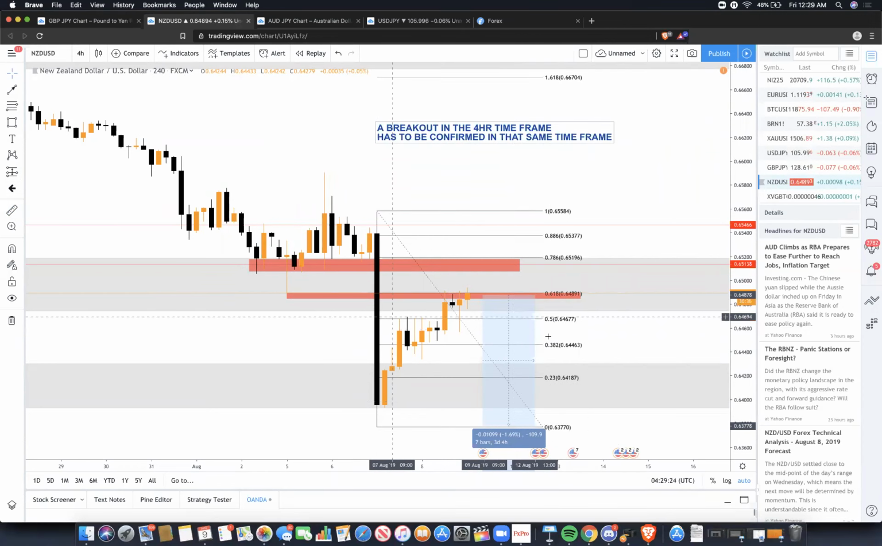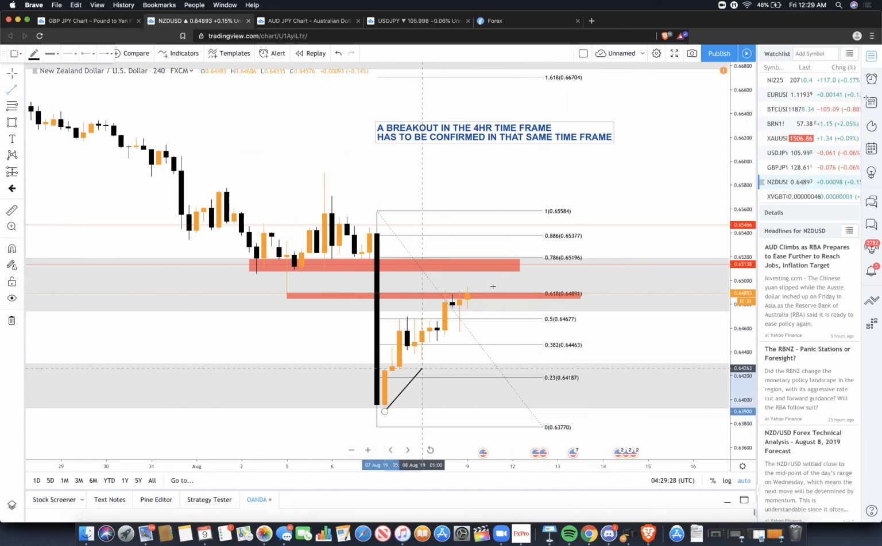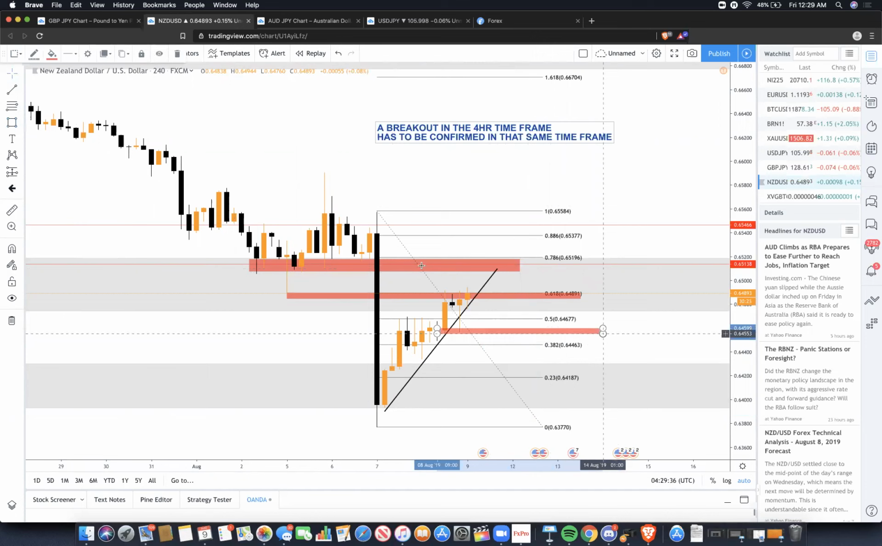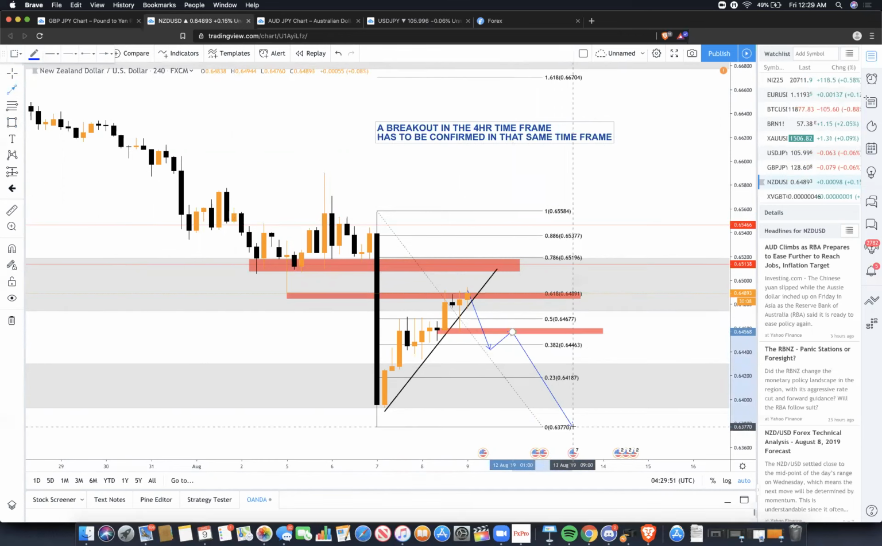Moving down. Another thing to do is identify your market structure. And if this is my area where I'm trying to pay attention to, I would rather enter the market after the market respects that area, confirms that the trend is no longer valid, and then enter the trade going down.